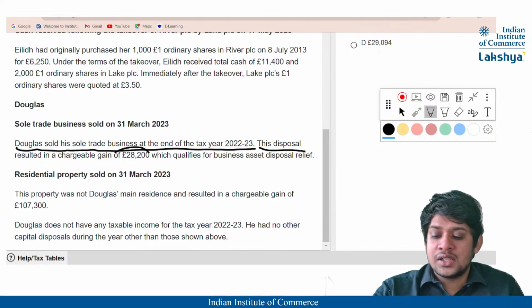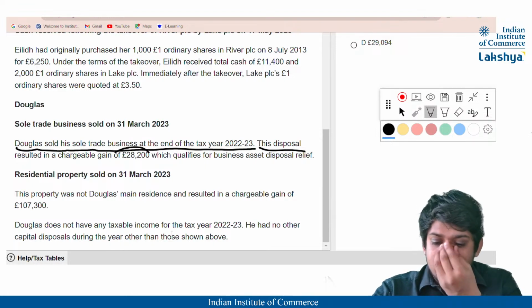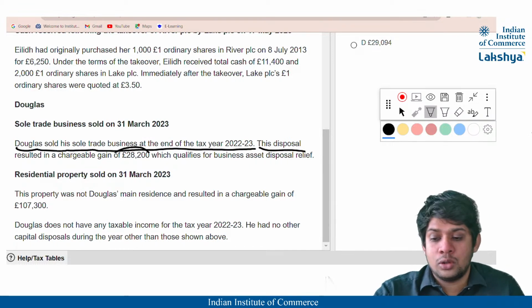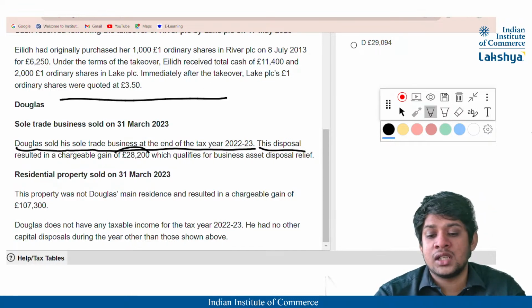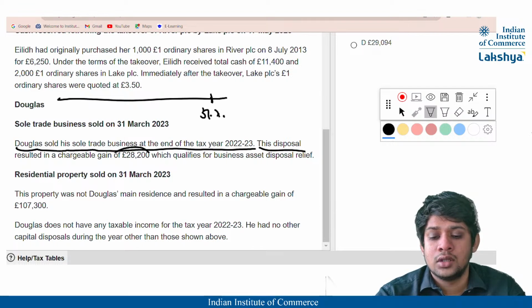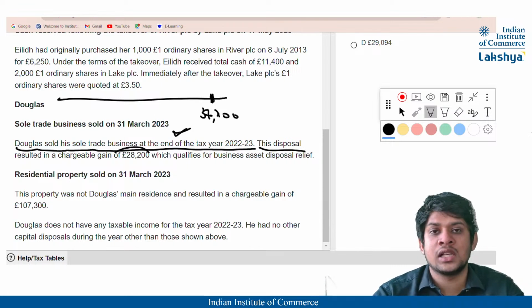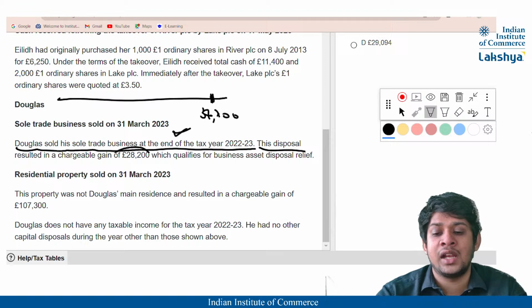So guys, Douglas does not have any taxable income for the tax year 2022. He had no other capital disposals during the year other than those shown above. Right. So firstly, the taxable income of Douglas, that is 37,700. He has no other income. Okay. So her limit, the complete can be used, right? But 28,200 is there. So firstly, the assets which are qualifying for BADR, correct? Because it is not just an individual asset which is sold, the whole business is sold. So they will qualify for the BADR, and there the chargeable gain was 28,200.